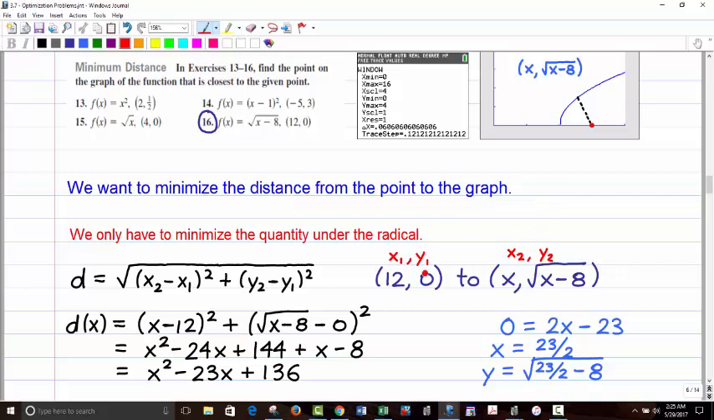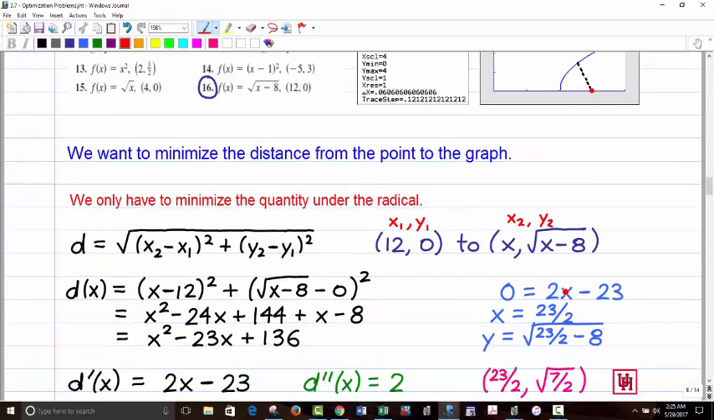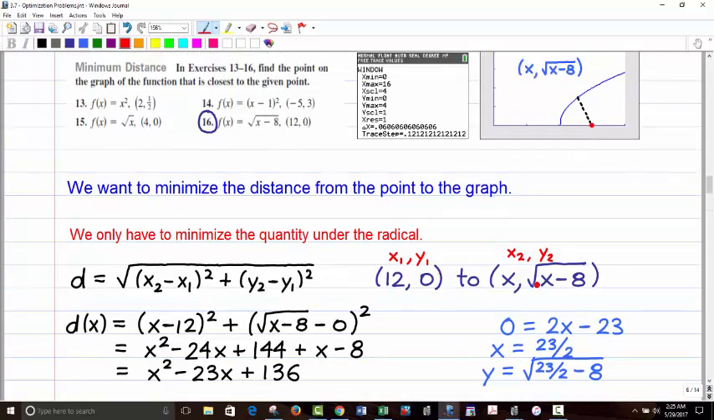So here's the actual distance. It doesn't have to be in this order. You could reverse these two around. It's going to work out just fine because when you square this, everything becomes positive, so the order of these two doesn't matter. So it's 12 comma 0 to x comma the square root of x minus 8.